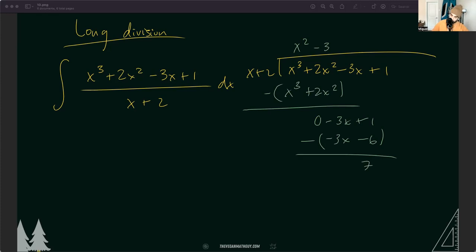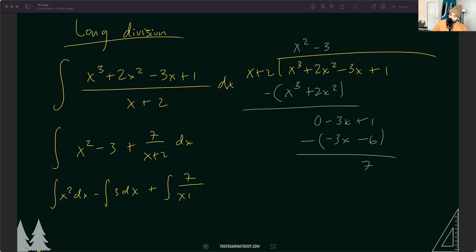So our answer for this whole thing so far is going to be the integral of x squared minus 3 plus 7 over x plus 2 dx. And this is really nice because now we can split this up into 3 different integrals. You probably don't have to. If you can already see the solution here, then that's great. Otherwise, go ahead and split it up.